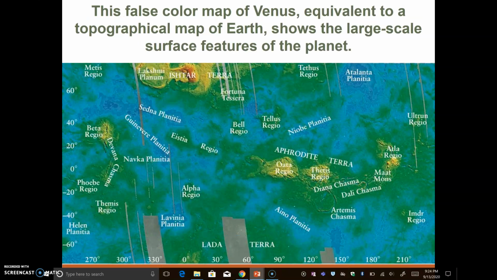If we look at this map, it shows a topographical map of Venus. We can see the different heights, different mountains. The higher up you get, it comes to a warmer color, so a yellow or a red. So we have some higher surfaces here on Venus, and it shows some large scale features on the planet.